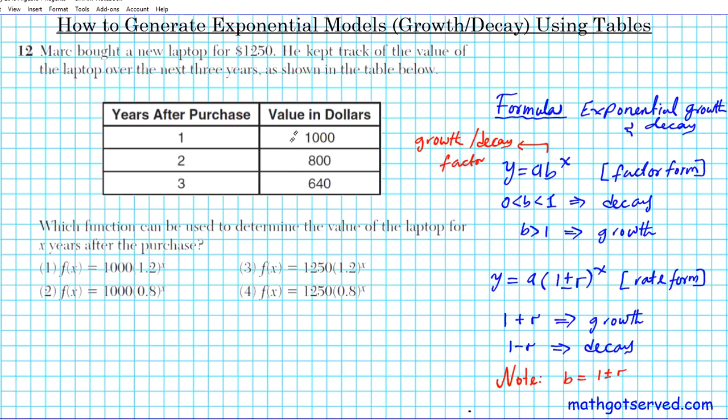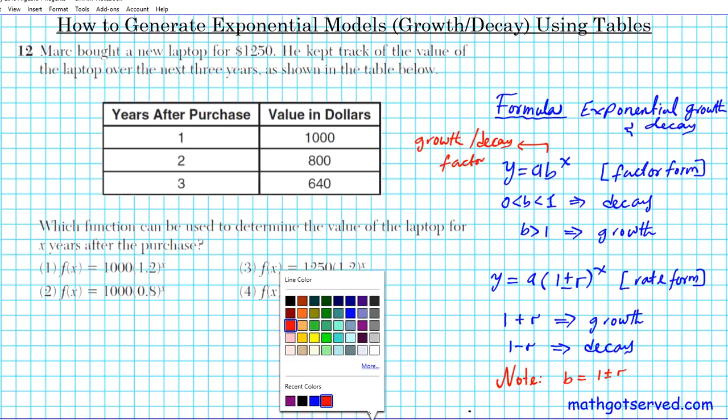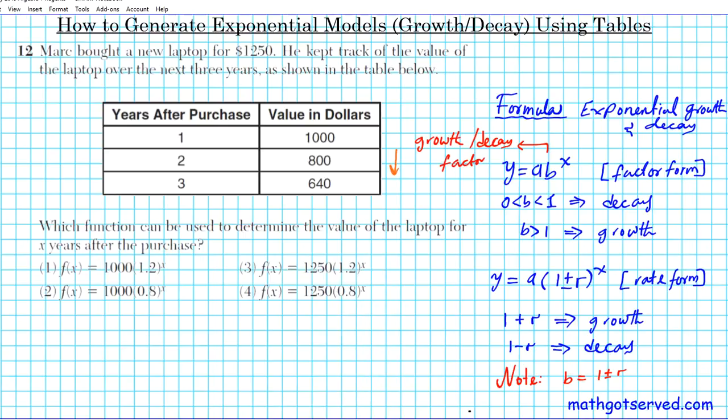So if you just observe what's happening here, you notice that 0 years after purchase, we have 1,000. 1 year after is 1,800, 640. What's happening is that the amount is doing what? Is it going up or down? The amount is going down, which indicates a decay. So it's decreasing, which indicates decay.